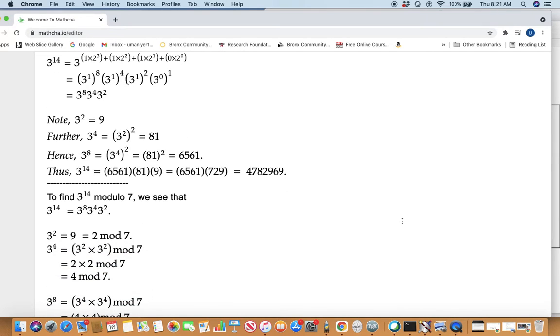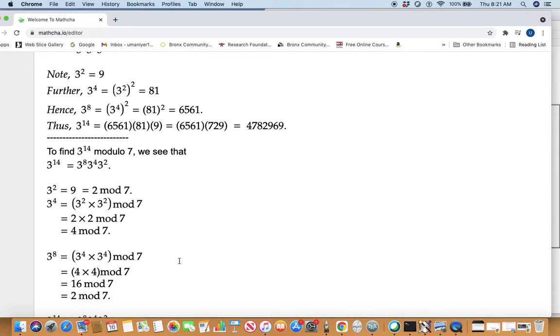Now, if I want to find modulo 7, what do I do? I go through each piece. Second power is 9. Modulo 7 is 2. So keep that in mind. Fourth power is again 9 times 9. Each 9 modulo 7 is a 2. So 2 times 2, 4 modulo 7.